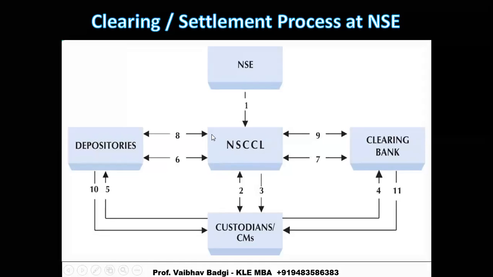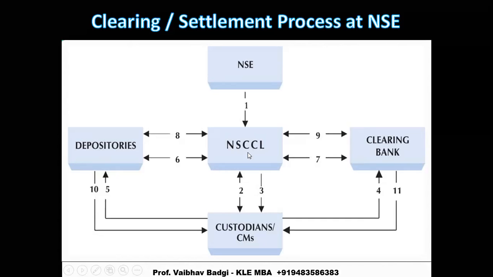Now remember, for us only the NSE building is seen, but there are some other entities stationed in that particular building. They are NSCCL, clearing banks, custodians, depositories. All these are stationed inside that building, for our understanding purposes. So now NSCCL gets your order.